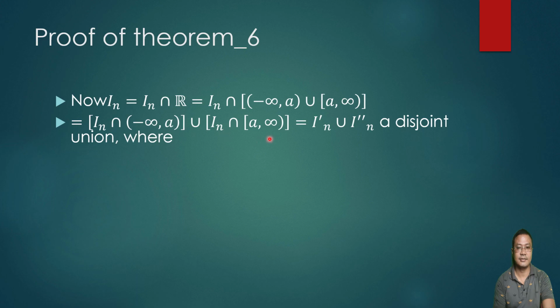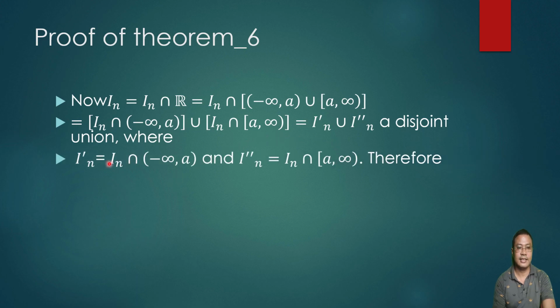I_n intersection this one you write as I_n prime, and the second one you write as I_n double prime, like this. This is a disjoint union of intervals. So I_n prime is equal to this, I_n double prime is equal to this, and since they are disjoint, the length of the interval I_n is exactly equal to the length of I_n prime plus the length of I_n double prime. So that is true.